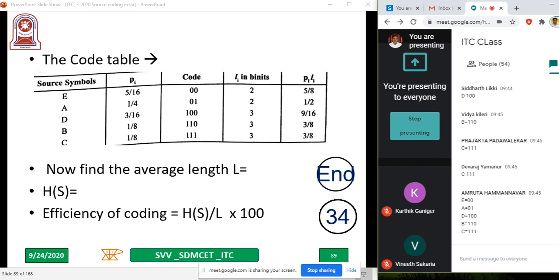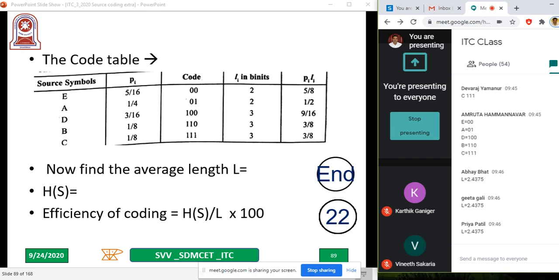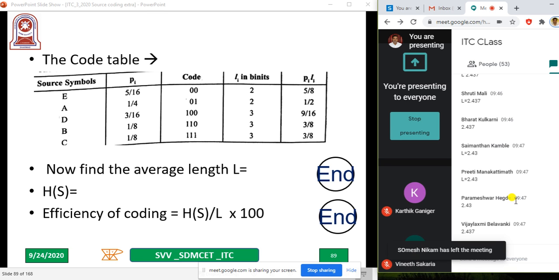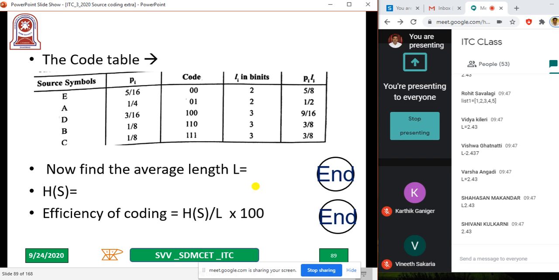You can type your answers in the chat box. Very good. L 2.43 Abhay Bhatt. Geeta 2.43. Priya 2.43. Good. Pragati. Very good. Spurti, Nayak, Simran, Amrita, Sumit, Jahnavi. So fast. Karthik, Abhishek, Shilpa. All are getting the same answer. 2.14. Sai Manthan, Bharat, Shruti, Adnya, Parameshwara, Vijay Lakshmi, good. L is correct. Find out H of S.